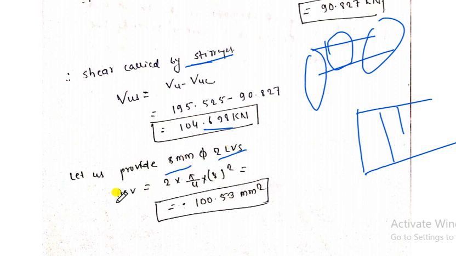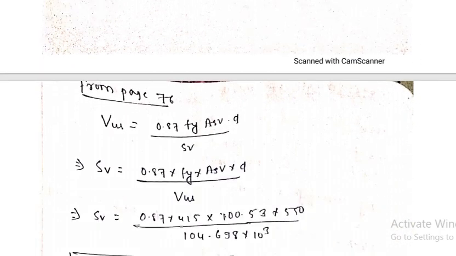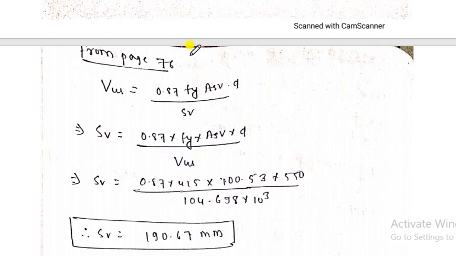For this we'll calculate ASV, that is the area of the vertical stirrups. So 2 into pi by 4 into 8 squared, so it comes to 100.53 mm squared. From page number 72, we need to calculate. Now we know the area of the vertical stirrups, and we know how much shear stress is carried by the stirrups. Now we are going to design from how much distance the stirrups should be provided.